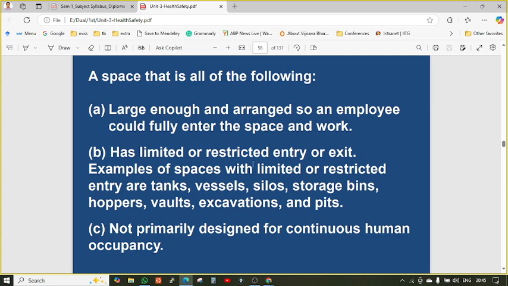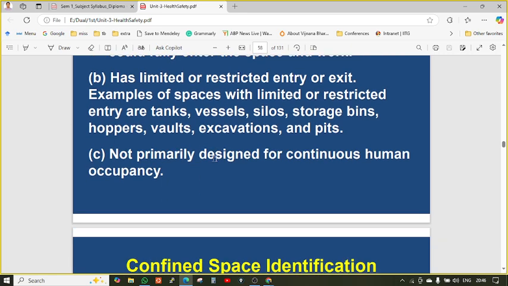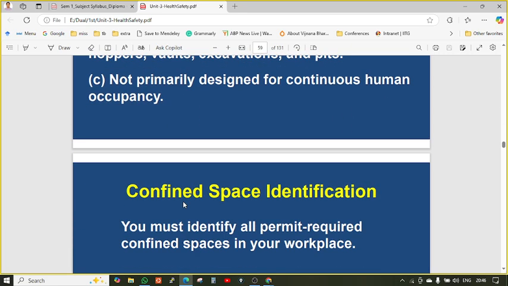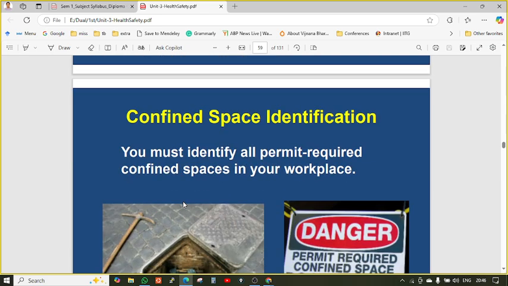These are things you have seen in some places. Unauthorized people should not enter that place, because we do not know what hazards are associated with it. For example, tanks, vessels, silos: all these things should be properly aligned, and there should be enough space to work in them. They are not designed for continuous human occupancy, meaning whatever the capacity of a human to work at that place should be considered.